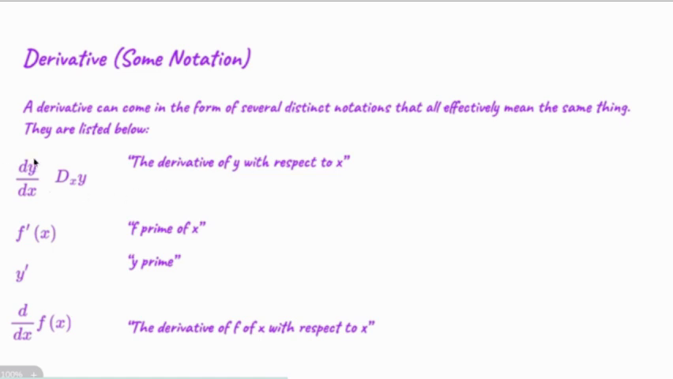Some notation: dy dx, and then d subscript x of y, f prime of x, y prime, and then d dx of f of x. So these two right here, we say the derivative of y with respect to x. This is called f prime of x. That little apostrophe just means prime, y prime. And then this right here, the derivative of f of x with respect to x. They all mean the same thing.